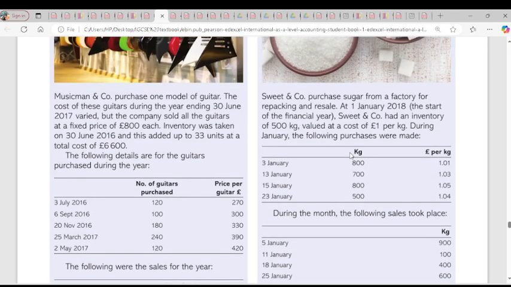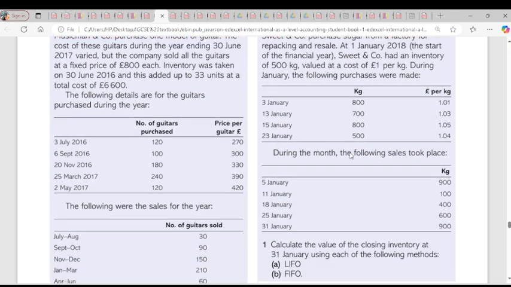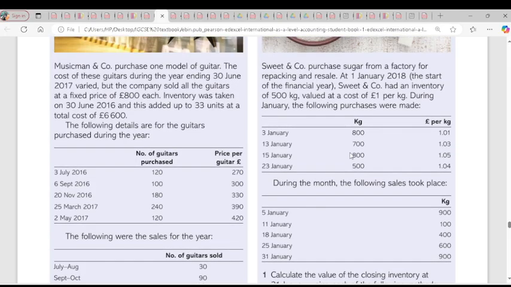The unit cost is 200. So we have 33, the unit is 200, and that gives us 6,600. It's said there. We have 6,600, which is the total cost.